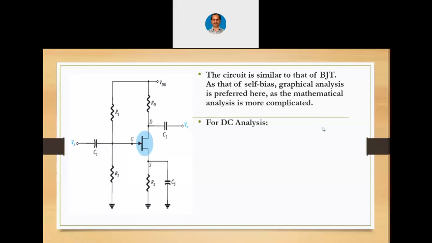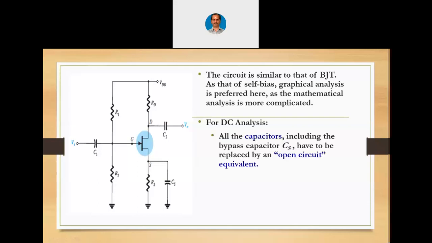Now for DC analysis, anyhow gate current is 0. So now here it is easy for us. We don't have to worry about approximate analysis and accurate analysis as we did in BJT. Here there is nothing called approximate analysis because gate current is not at all there. We can straight away go for a DC analysis. All the capacitors, including the bypass capacitor CS, have to be replaced by an open circuit equivalent.